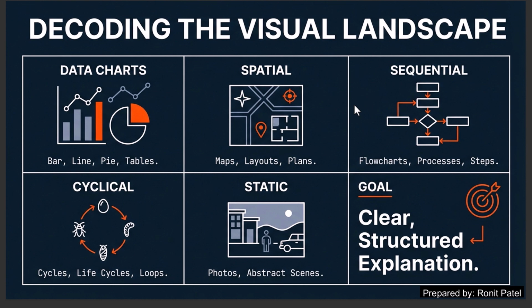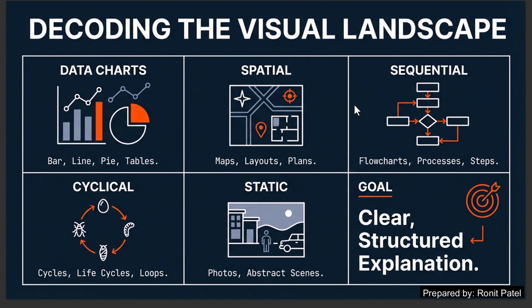Students often panic because they don't know what type of image they are seeing. This slide solves that confusion completely. Images usually fall into five categories. First is data charts that includes bar graph, line graph, pie charts, tables. Second is spatial visuals, which includes maps, layouts, plans.